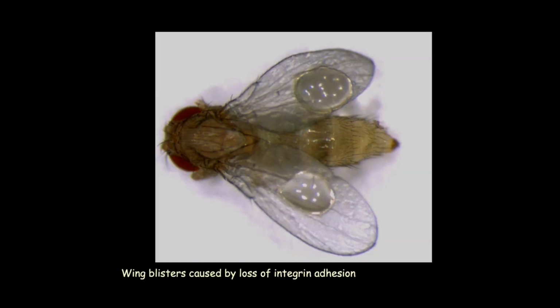And then in this case, what we've done is to use a genetic trick to just make a patch of cells in the wing mutant for integrin, because as I showed you, if you completely remove integrins, they die as embryos. But with that, you can see that you get a wing blister phenotype.